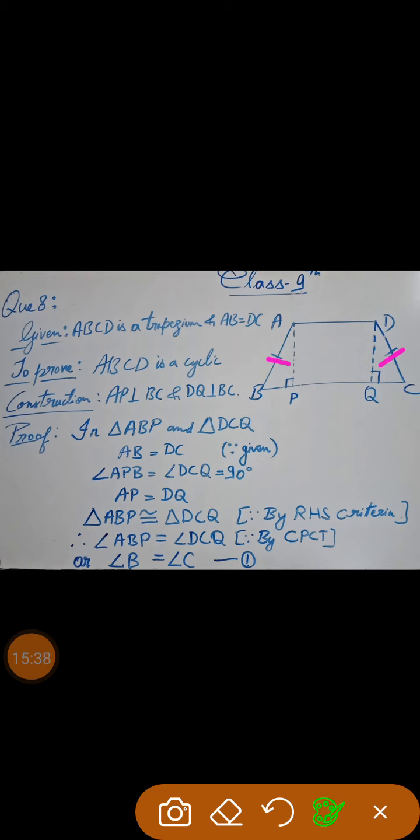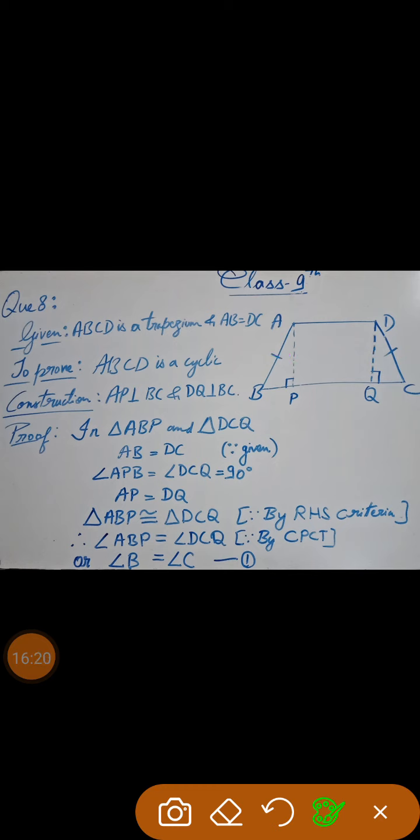So firstly we need to construct. What we need to construct? We are constructing two perpendiculars, AP on side BC and DQ on side BC. Both are on side BC. Now in triangle APB, and which one? DCQ, this one. These two triangles we are taking. We can see that AB is equal to DC. It is given already, AB equal to DC.